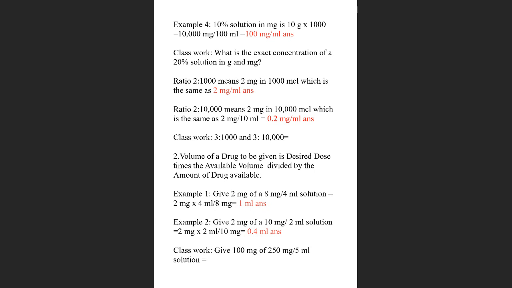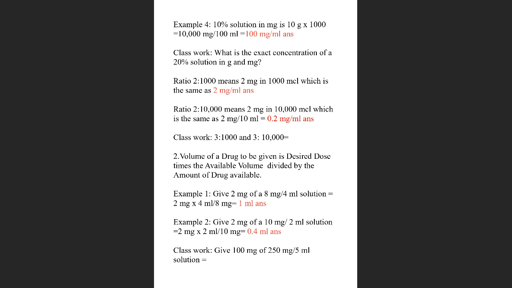Now, we had started drug calculation. We looked at exact concentration for percentage solution. And now we're going to look at exact concentration for ratio type solution. So sometimes the solution is written as a ratio. For instance, the epi that you're required to give for anaphylaxis is a 1 in 1,000 solution. So you need to know what that represents.